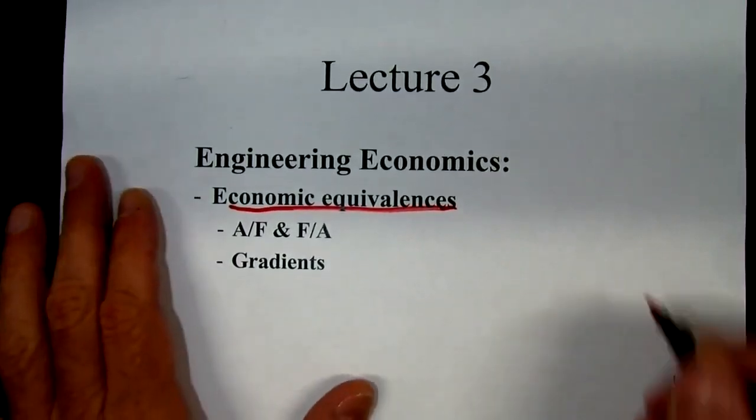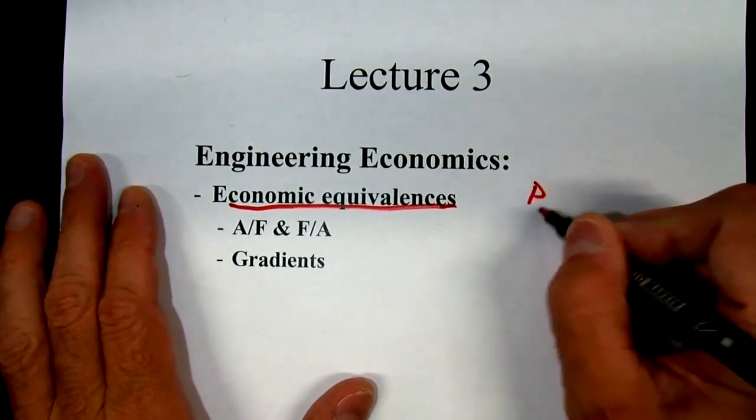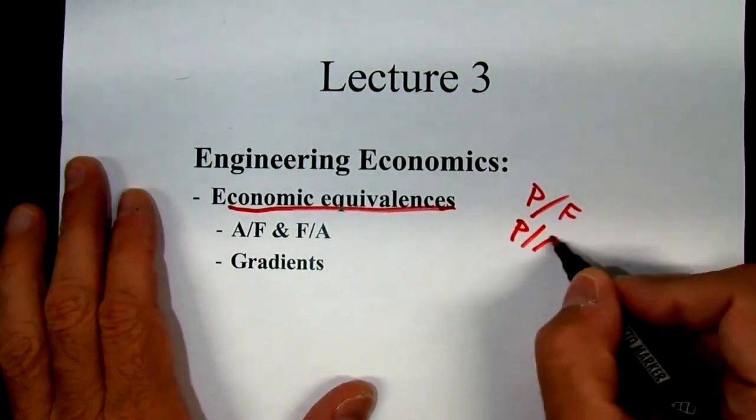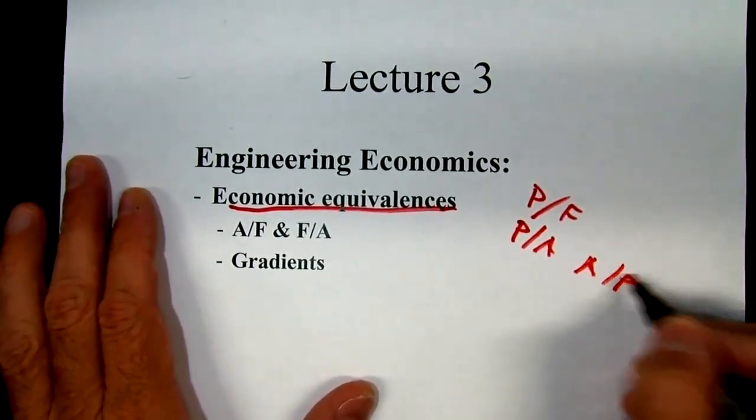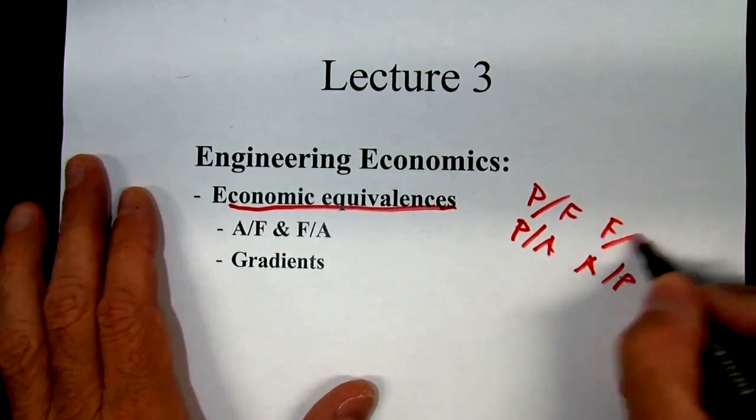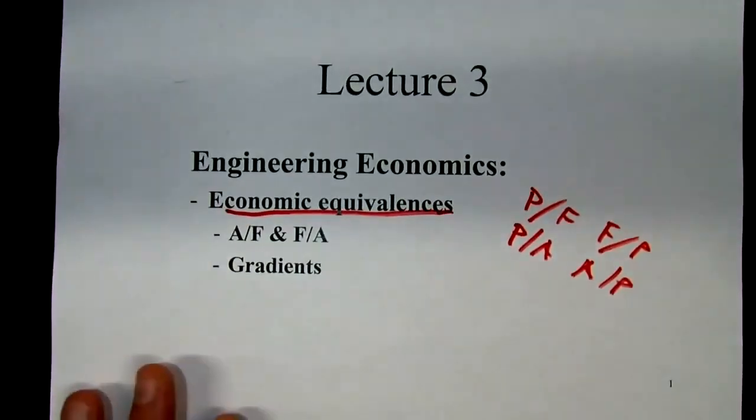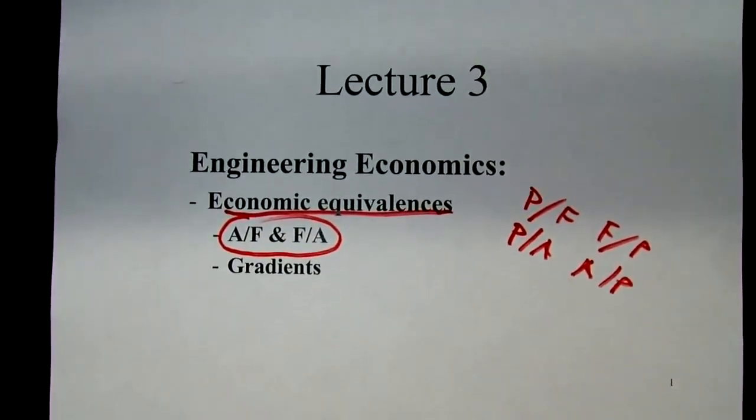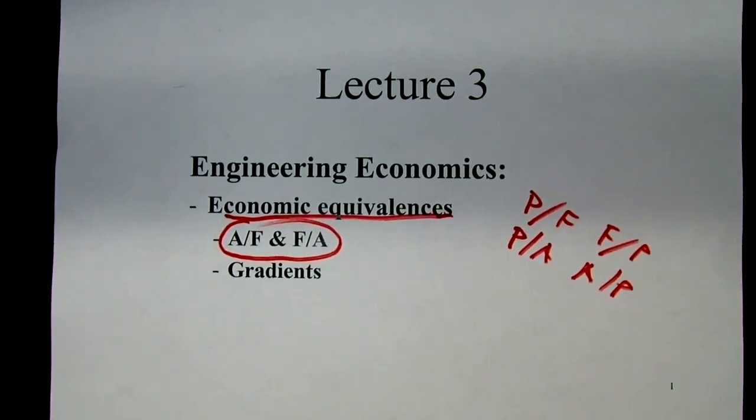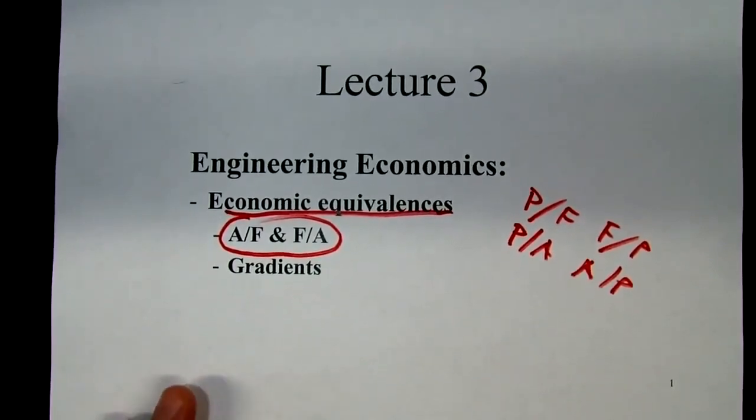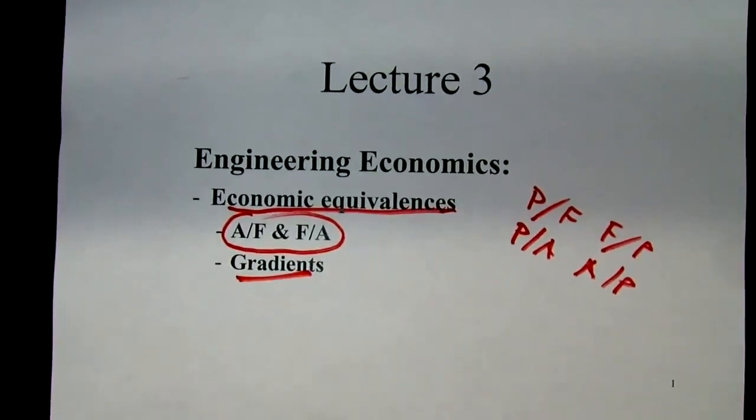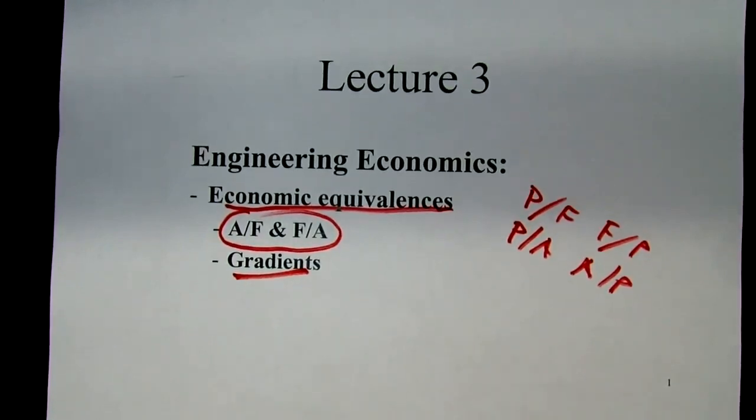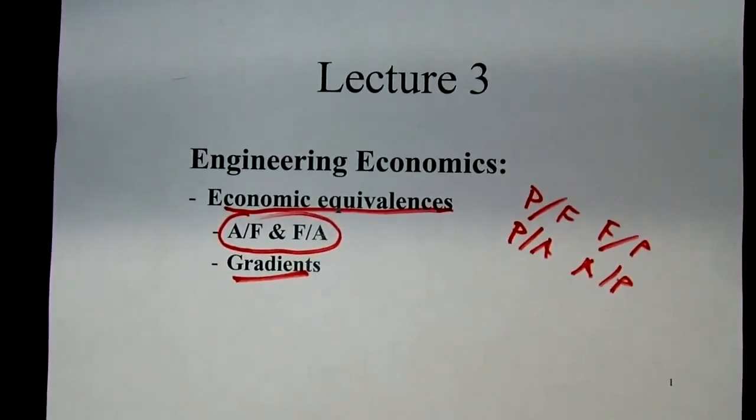We have covered the P given F and F given P. Then we also did the P given A and A given P, both just the same, reverse. Today we are covering the next, the so-called A given F and F given A. And at the end, we'll at least begin, if not finish, the theory about the so-called gradients, which are the last part of the equivalences.